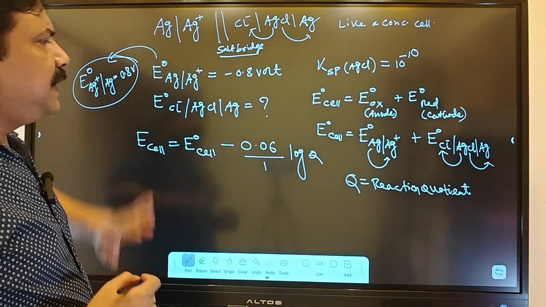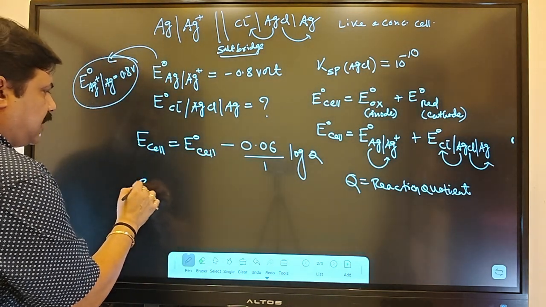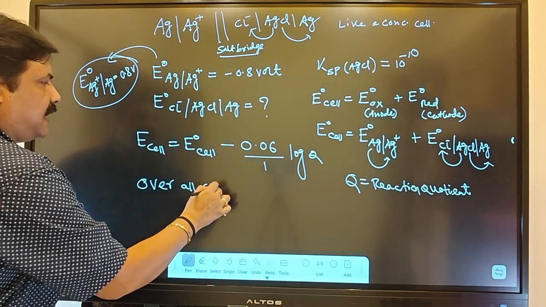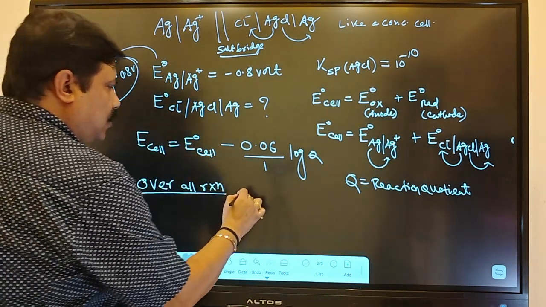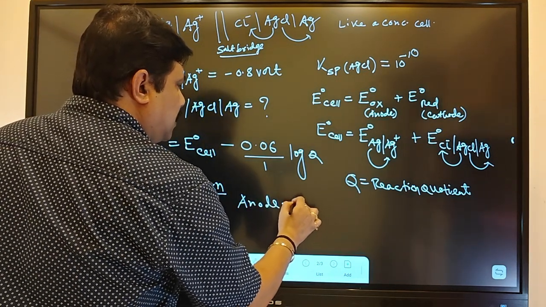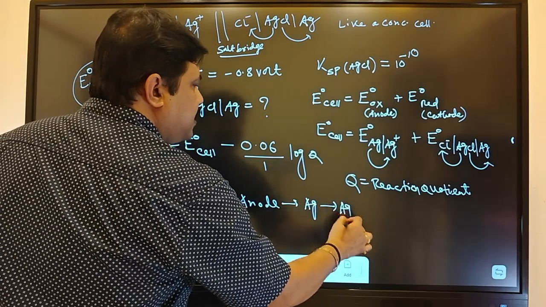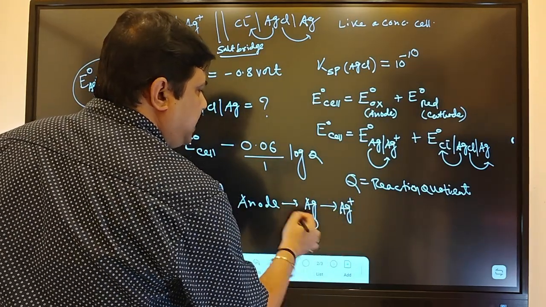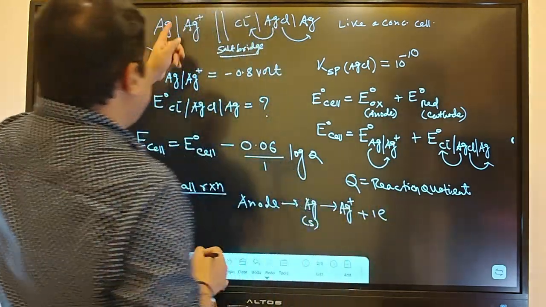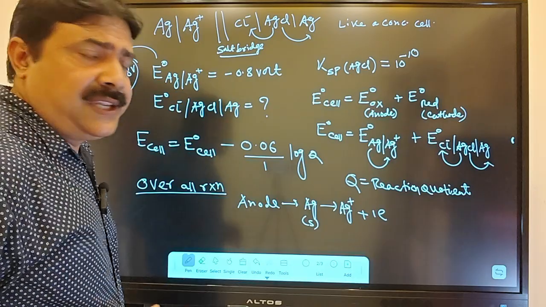Now here, if I write down the overall reaction, what is happening in the anode? In the anode, Ag solid is converting to Ag plus by loss of one electron. Whenever you see a slash, it means there is a phase difference between them.